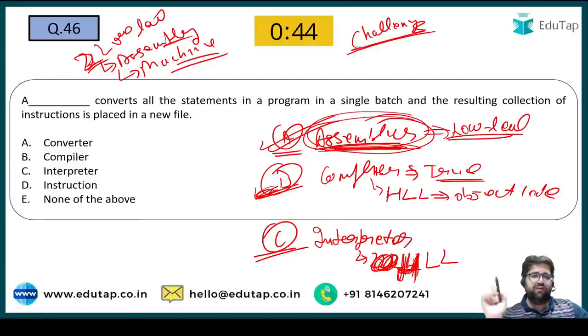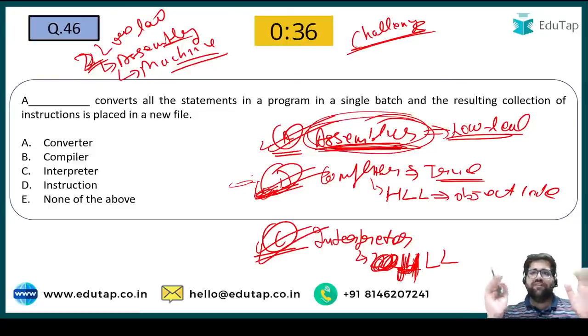Assembler is for low level. For high level languages, we have compiler and interpreter. Compiler is the only one which will give you all the errors in one particular paragraph. But interpreter will tell you line by line that this is an error which you have done in line 1. Then you will move to line 2. But compiler will give you the whole paragraph and tell you that these are certain mistakes.